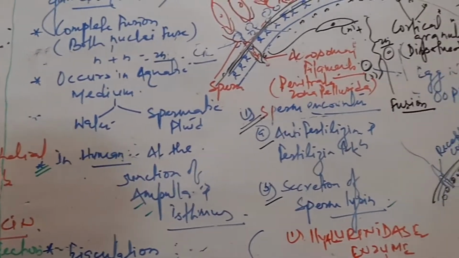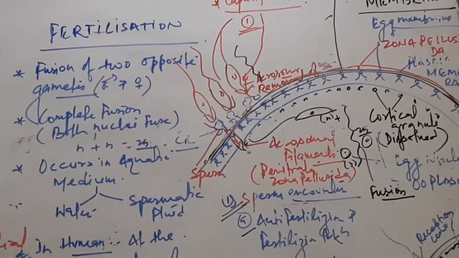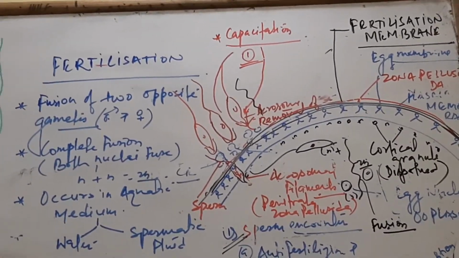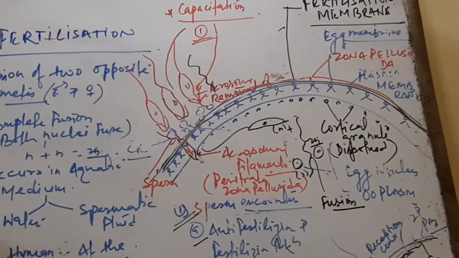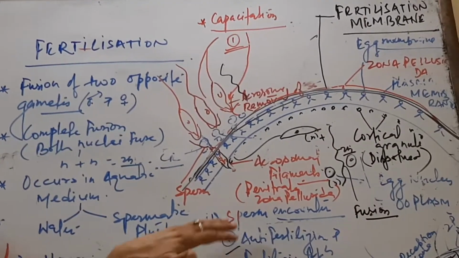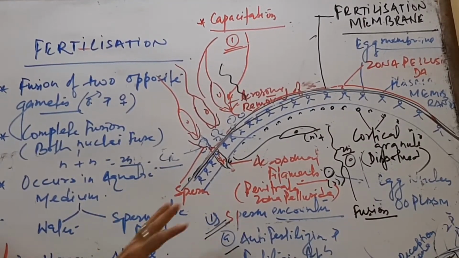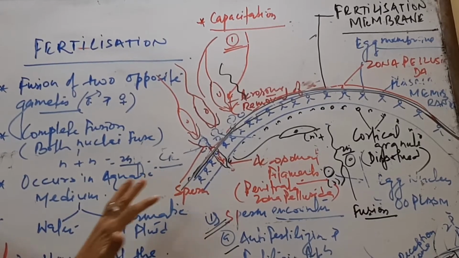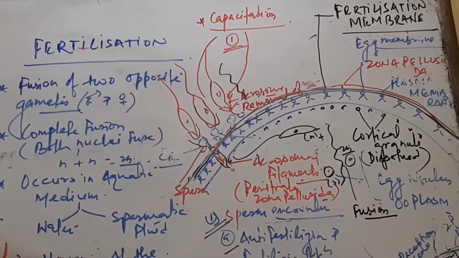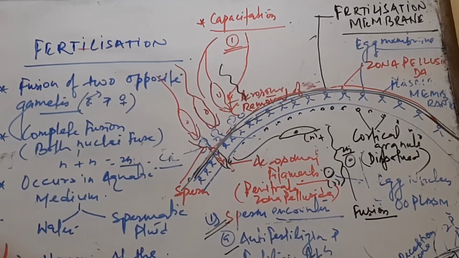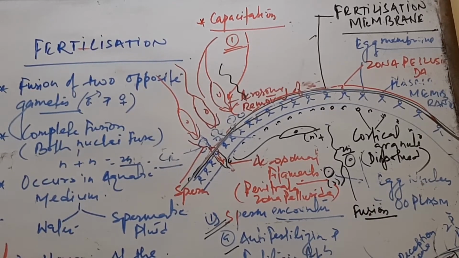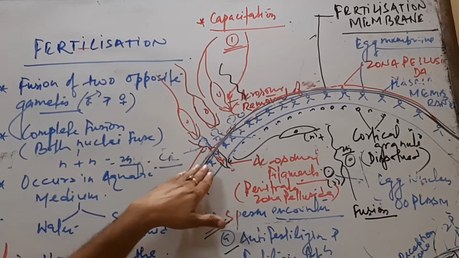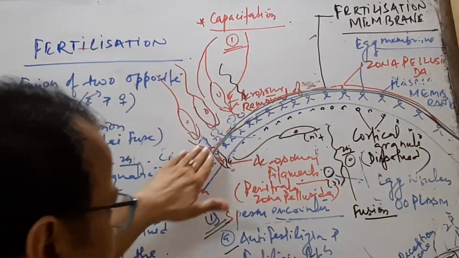So this is the mechanism: when the spermatozoa are deposited into the female genital tract, they travel the entire length of the tract and finally reach the egg surface. So here is the process, the membrane of the egg, the egg membrane.